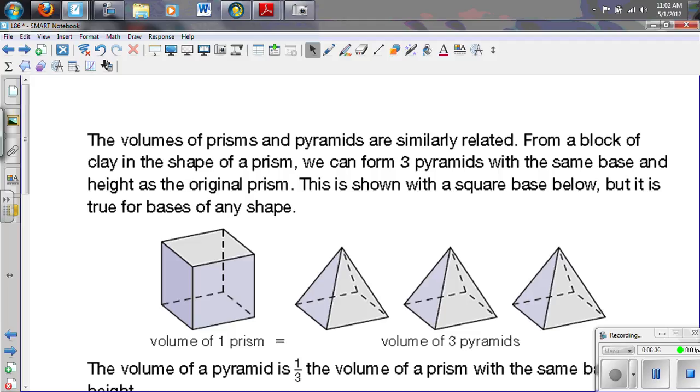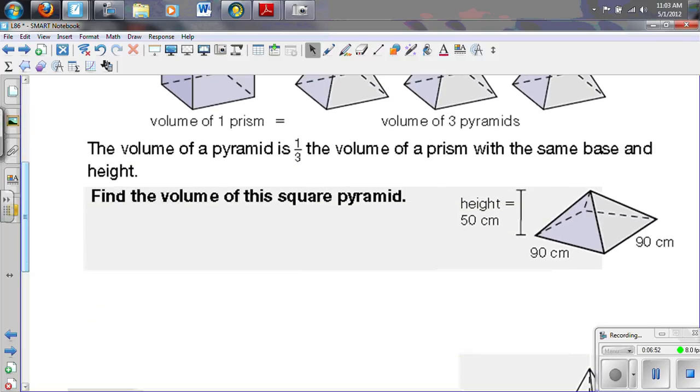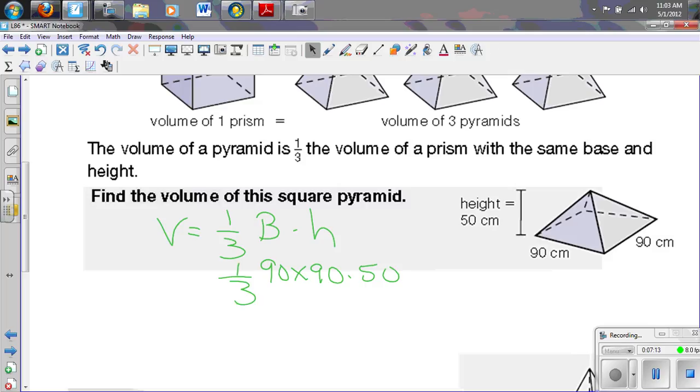So volumes of prisms and pyramids are related the same way. If you take the volume of a prism and that has the same base and same height, 3 pyramids fit into the prism. So we're going to use the same basic formula, only we need to do the base area of this is a square. So the base area times the height, and we're going to do 1/3 of that. And so the base area here is 90 times 90. The height is 50, and we have 1/3 of that.